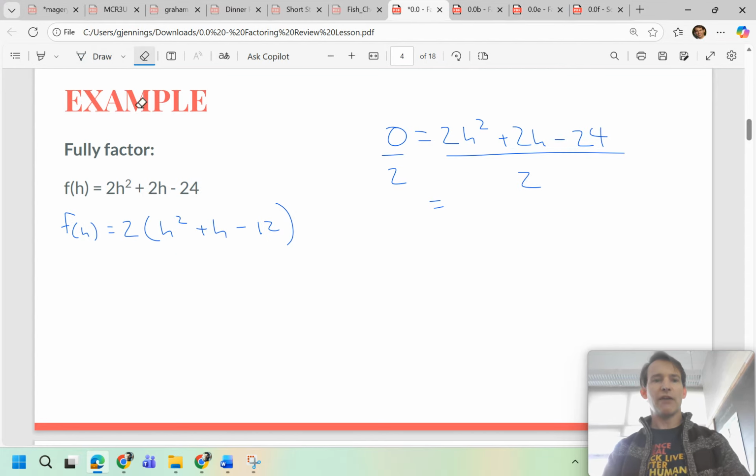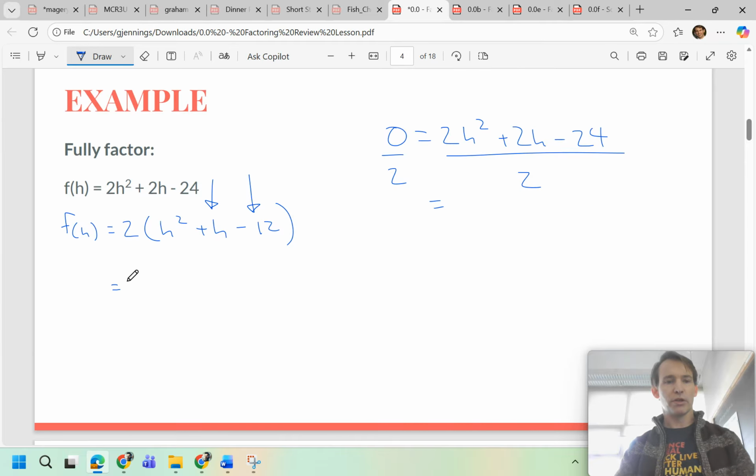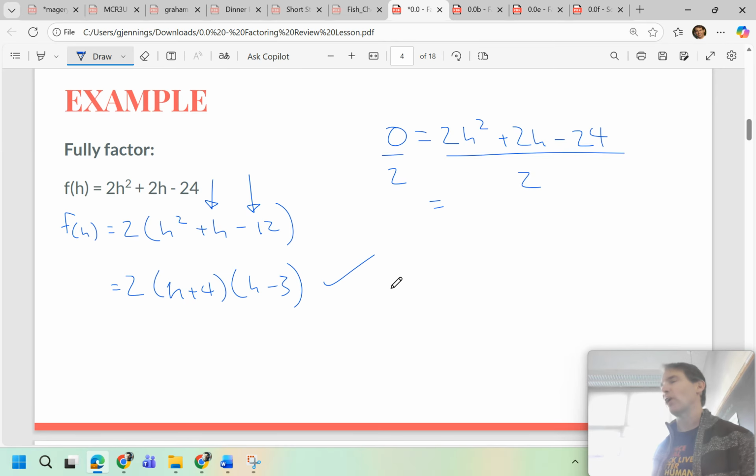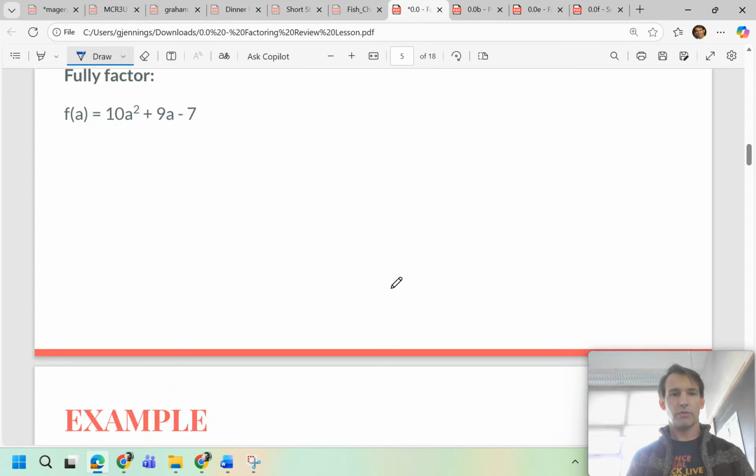Okay, and then I factor that, and I find my 2 magic numbers that multiply to minus 12 and add to 1 are 4 and minus 3. So without further ado, we say that f of h is equal to 2 times h plus 4 times h minus 3. Done. That's the function in fully factored form. Am I right? Yeah, I'm right. And then I check it in my head, and it works out. Okay, carry on? Carry on.